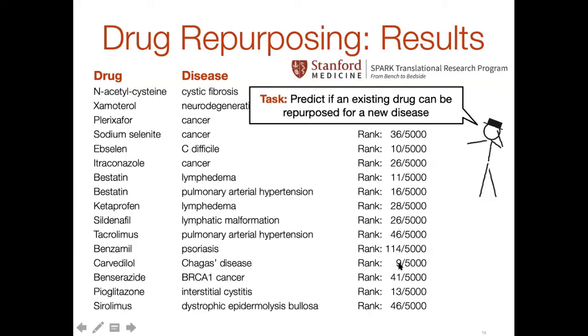The way we read that is, for example, for the case of carvedilol, it was ranked as number 9 drug out of 5,000 drugs that we had at that point in the system, meaning that this was, according to the model, the 9th most likely drug to be useful for Chagas disease. As you can see also for other examples, those drug ranks are relatively small numbers, meaning that the right drugs, or those positive hits, were actually ranked by the model very close to the top, which is a very encouraging result to us.